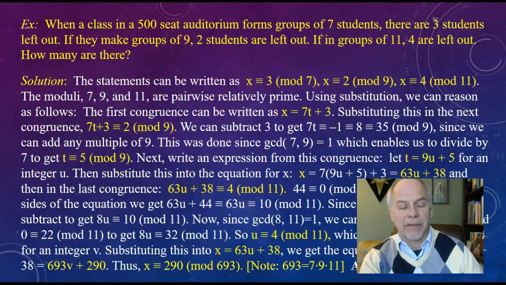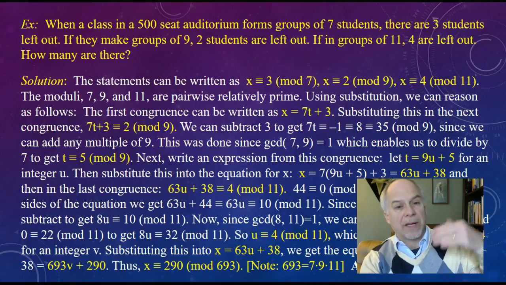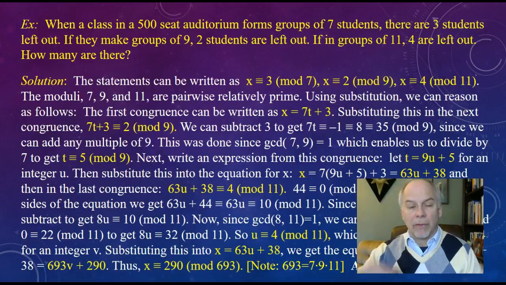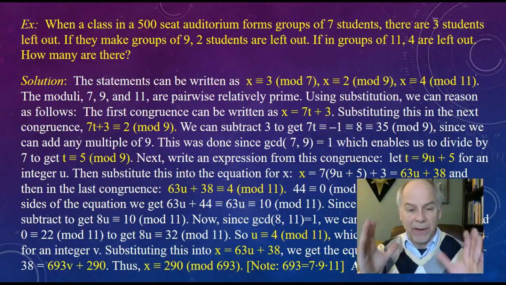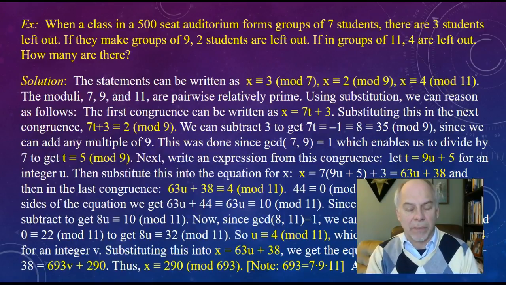When a class in a 500-seat auditorium forms groups of 7 students, there are 3 students left out. If you try to make groups of 9, there are 2 students left out. If you try to make groups of 11, there are 4 students left out. How many students are there if that's the case? Now, this is a typical Chinese remainder theorem problem. It gives you the remainder when you try to divide a number by some different numbers. Now we don't know, the class doesn't have 500 in it. That's just the capacity of the auditorium here.